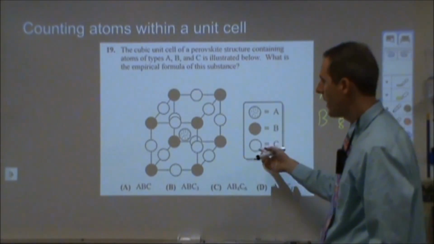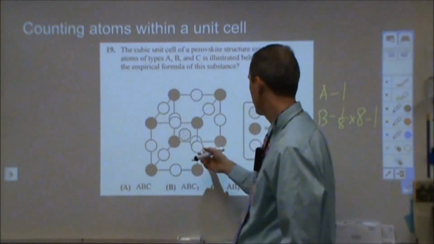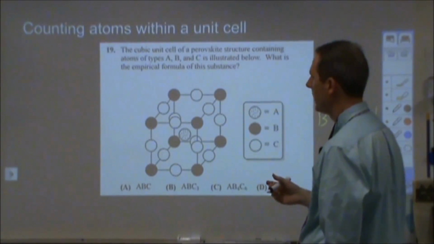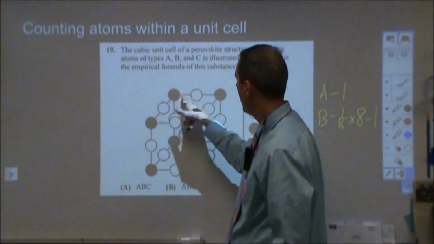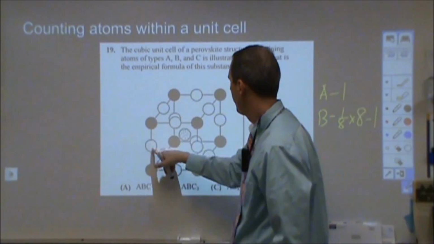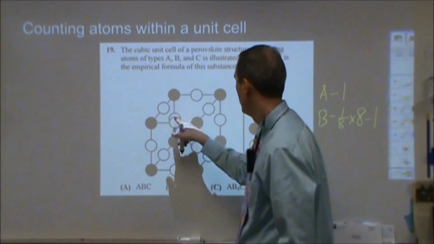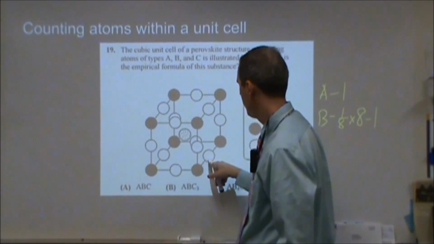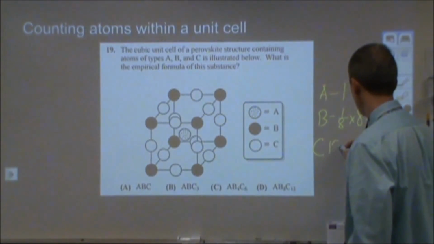Now for C, we have these white or clear spheres. Those are along the side lengths. So we have 1 on each side. We have 4 here, 4 in the center, 1, 2, 3, 4, and then 4 at the bottom. So we have 12 total for C.